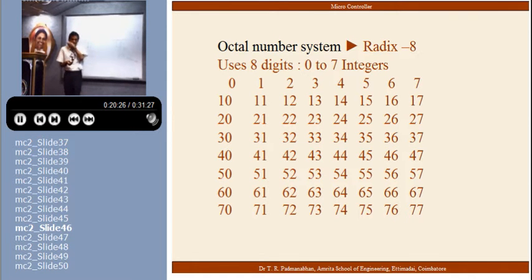This is a new system. Not 100, 100. So this 77 will be what? 7 will be actually 49 plus 7, 56. This actually is 57 in the decimal system.